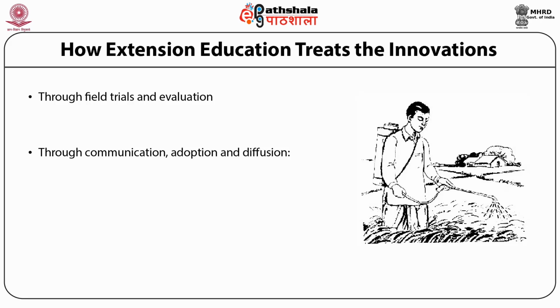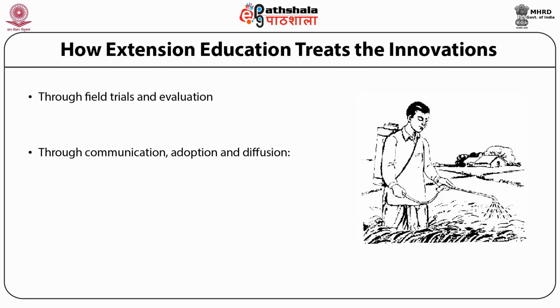Similarly, extension also takes up all these events before taking any innovation to the ultimate end users. The element of diffusion also deals with the time innovations are to be taken to the end users in the specified period of time. Then we recognize the process as diffusion. Otherwise, it becomes part of communication.